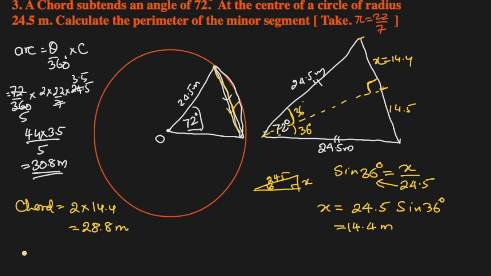28.8 meters. Now perimeter is easy, which will be 30.8 we got earlier plus 28.8. That makes sense, right? This will be a little less than this arc because they are almost of the same length, only this is a little extended, so it will be longer. So that comes out to be how much? 59.6 meters. That is the perimeter of the minor segment.